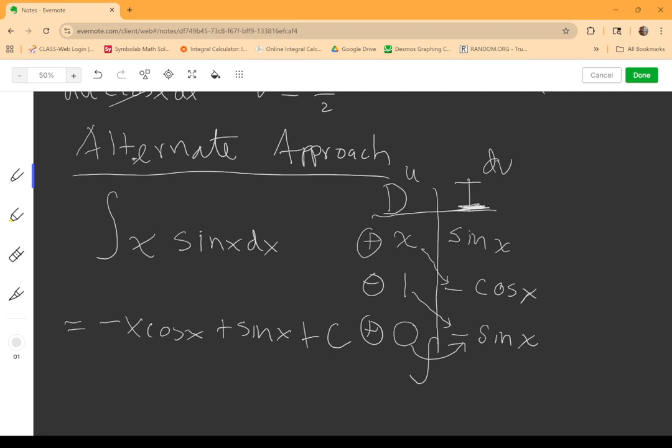It's just in table form, and I'm left not worrying about what's u and what's dv. Instead, I'm just going to pick one to differentiate and one to integrate. That's it, and this is the approach that I take. I use this kind of table to help me out and guide me in trying to integrate by parts.